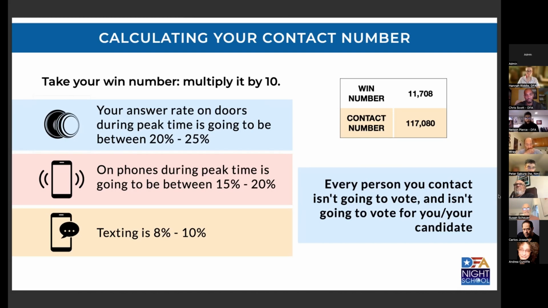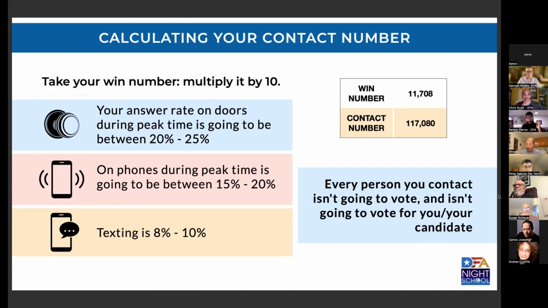As you're thinking about that, here are some other numbers that will help you as you're deciding how to contact people. Number one, your answer rate at the doors during peak time, which is late afternoon, early evening, typically between 5:30 and 8 local time. Your answer rate on the doors between those peak hours is going to be between 20% and 25%, which means between 1 out of 4 and 1 out of 5 people are going to answer the door.